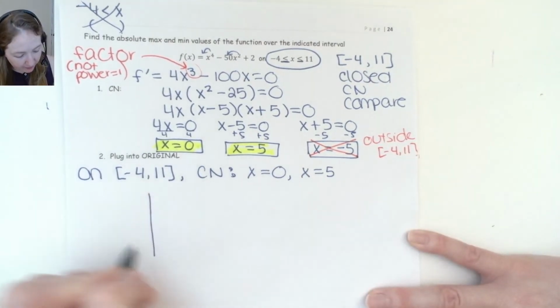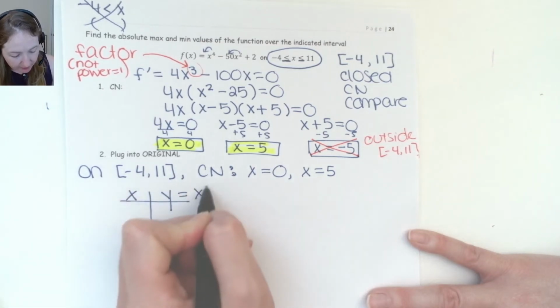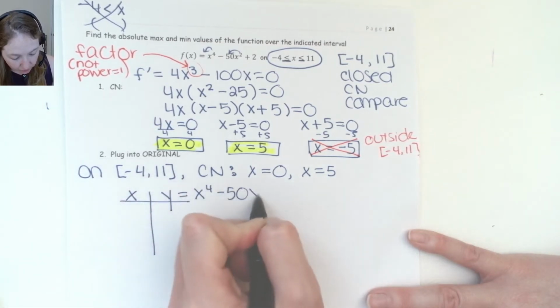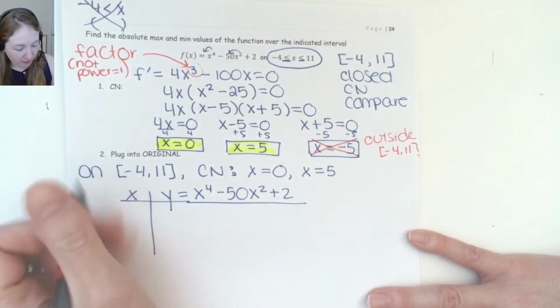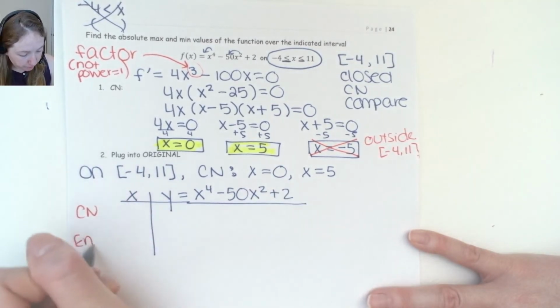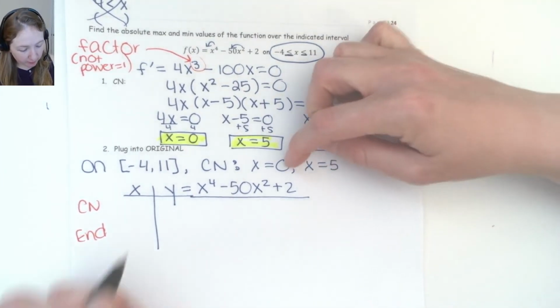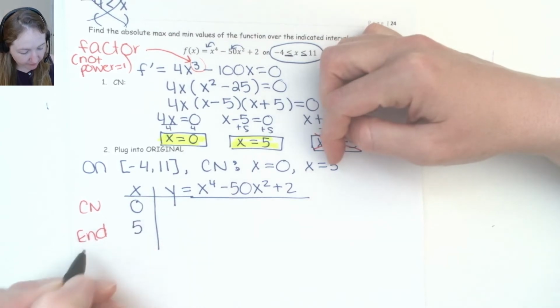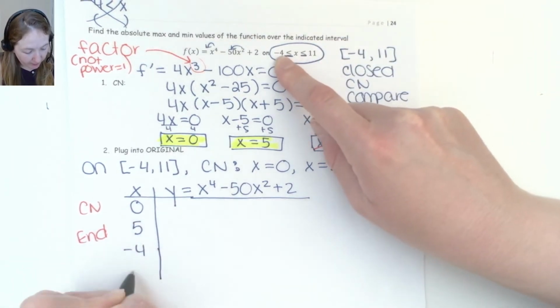All right, so I create my little t-chart here. Again, when I create my t-chart, I'm plugging into the original function, and I'm going to plug in my critical numbers and my endpoints. So my critical numbers were 0 and 5. The endpoints were -4 and 11.